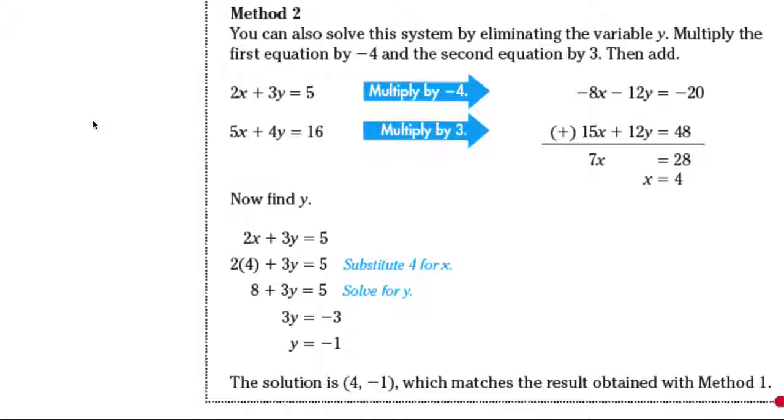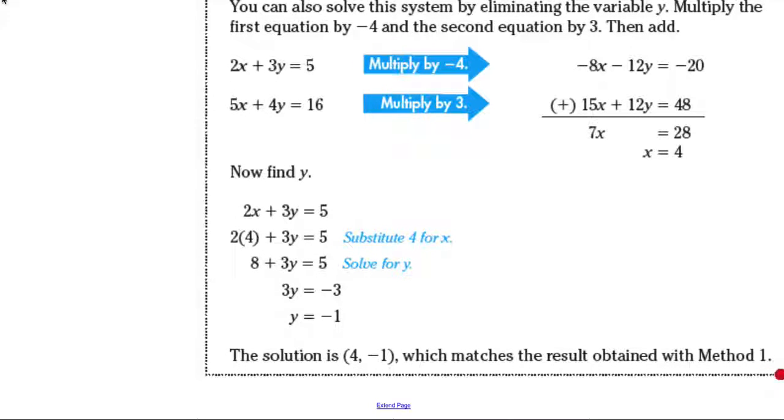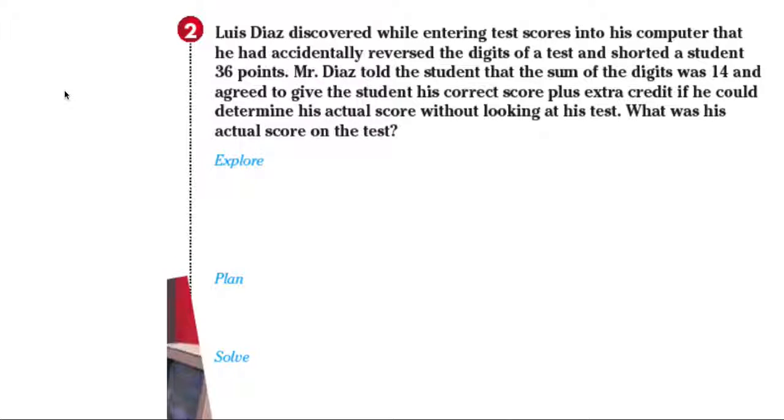Let's take a look at the next example. Example number 2. Okay, Luis Diaz discovered while entering the test scores into his computer that he had accidentally reversed the digits of a test and shorted a student 36 points. Mr. Diaz told one student that the sum of the digits was 14 and agreed to give the student his correct score plus extra credit if he could determine his actual score without looking at his test. What was his actual score on the test?